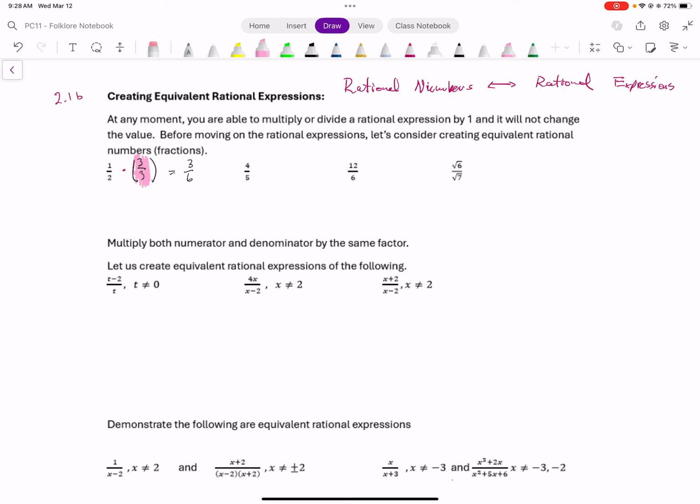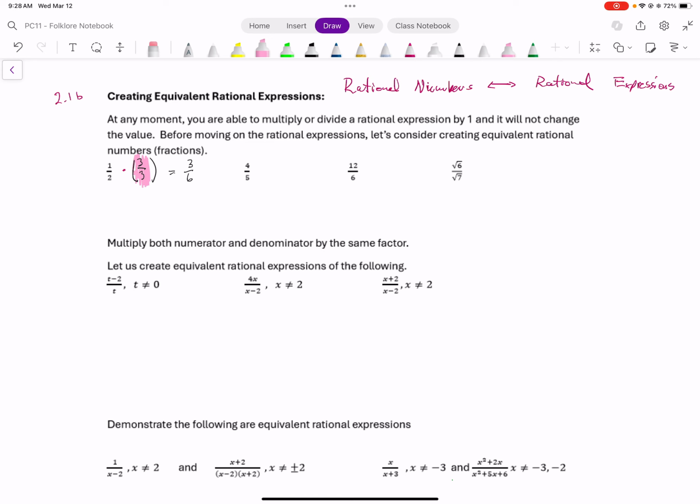A lot of people develop this rule: if you multiply the denominator by a certain quantity, you have to multiply the numerator by the same quantity. The reason for that, which I've highlighted in pink, is because 3/3 is actually a special type of 1.